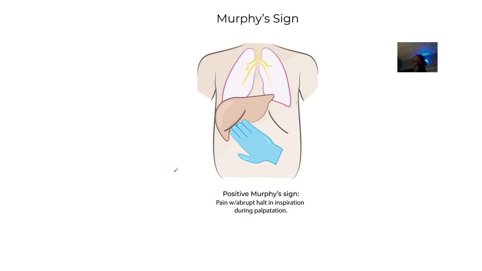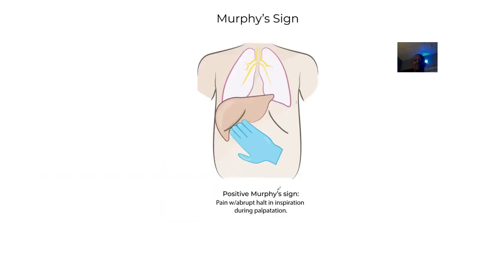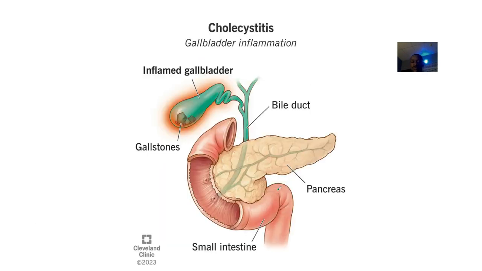Alright, positive Murphy's sign. They said that when a finger is placed just below the costal margin at the tip of the 9th costal cartilage, the patient feels a very sharp pain on inspiration. He winces with a catch in his breath. So what is the anatomical fact to explain why there will be pain here if there's inflammation of the gallbladder?